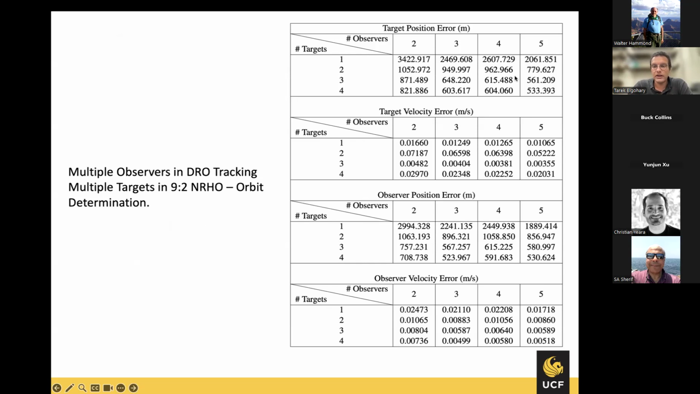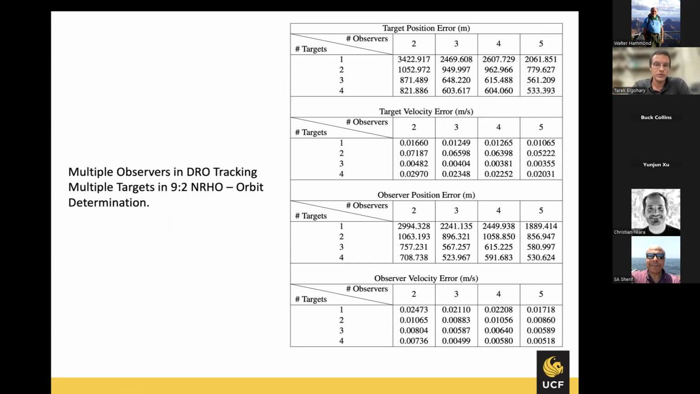So here we have 5 targets looking at 5 observers looking at 4 targets. You get essentially the best results. Essentially, you're introducing more measurements in the system. But the idea is, here we're showing that you can actually estimate both the observers and the targets simultaneously by just looking at the targets without having knowledge of where the observers were.